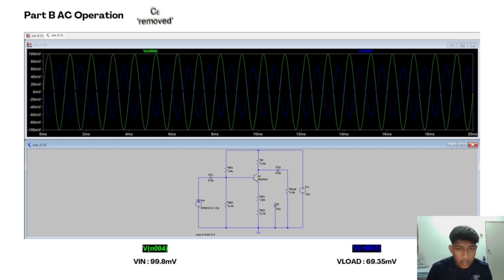For AC operation, we click here to adjust the input to VC. Adjust the VP, the peak, to about 0.1 volt, and the frequency is 1 kilohertz. Okay, we're running. Then we click, and here is Vin, 99.8 millivolts. Then we click add here for VLoad over unload. The graph will show up here, and it is 69.35 millivolts.